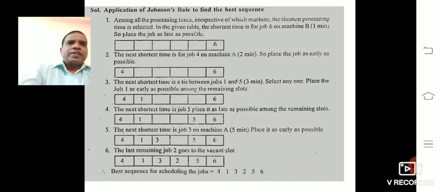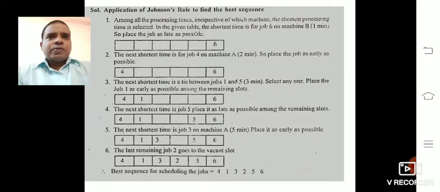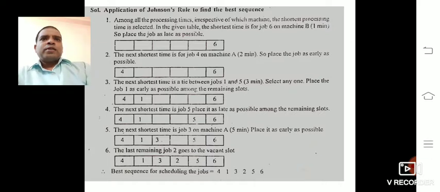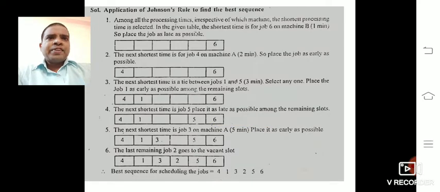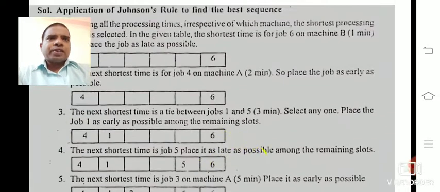Now the solution. Here we can apply Johnson's rule. The first step: how many jobs are there? There are 6 jobs. We need to make a table having 6 boxes: 1, 2, 3, 4, 5, 6.